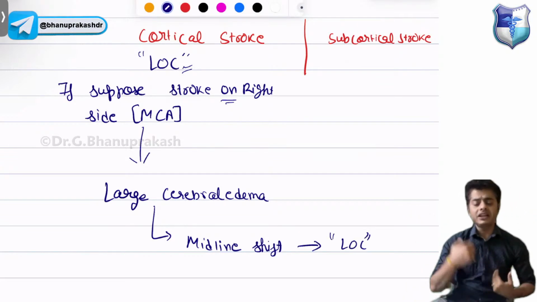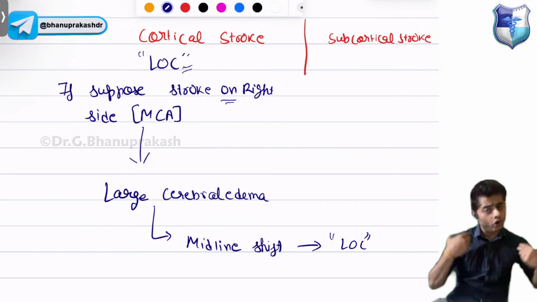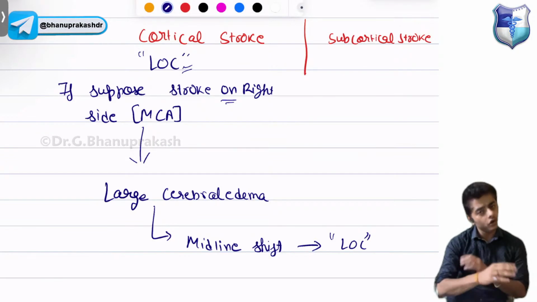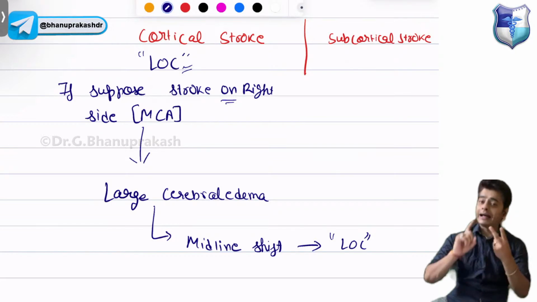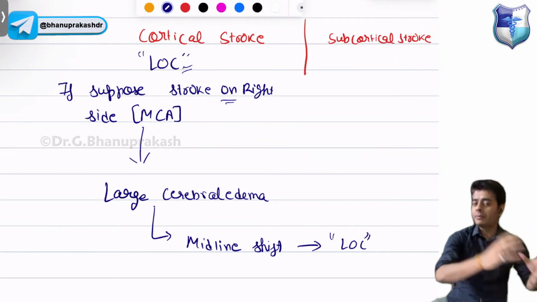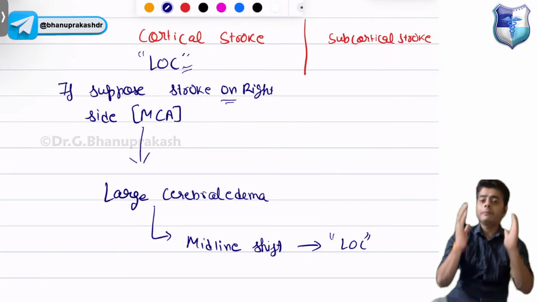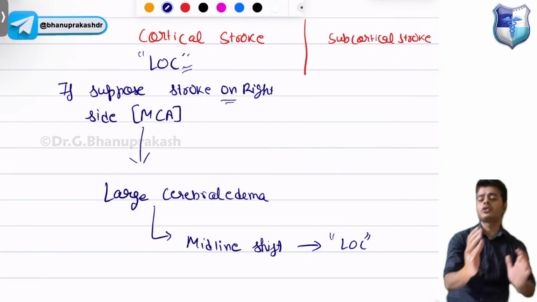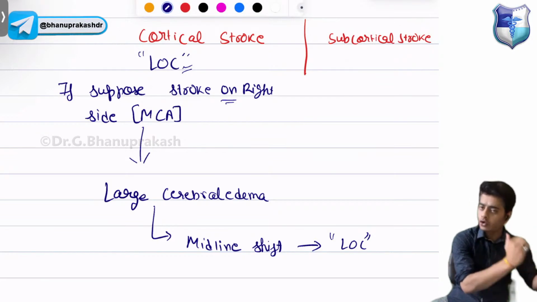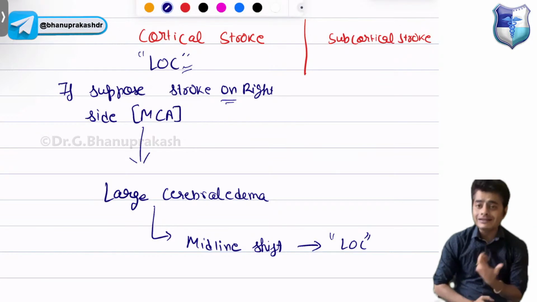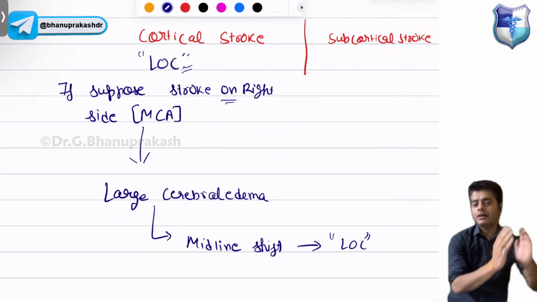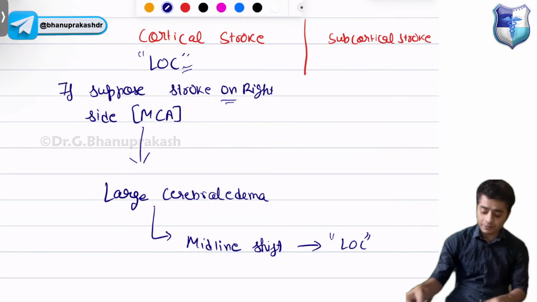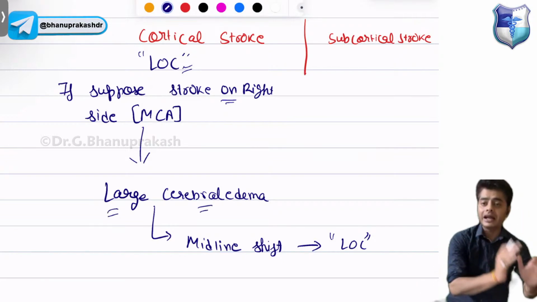So we have seen that there are many patients with stroke, but do all patients with stroke have loss of consciousness, or do all patients with stroke go into coma? No, only if there is a bilateral stroke, because in bilateral stroke there will be bilateral cerebral hemisphere damage. Only patients who are having bilateral cerebral hemisphere damage go into coma or loss of consciousness. If there is a unilateral stroke, then the patient can go into loss of consciousness or coma only when there is a large cerebral edema which is doing a midline shift.